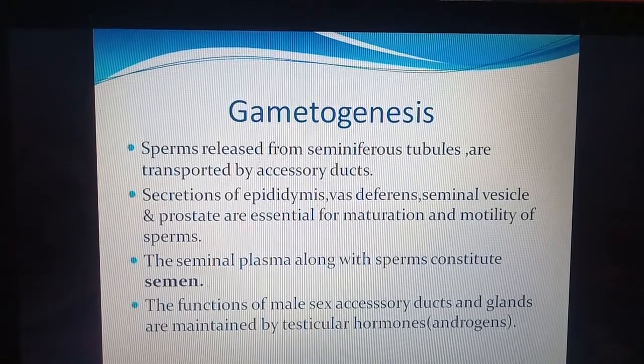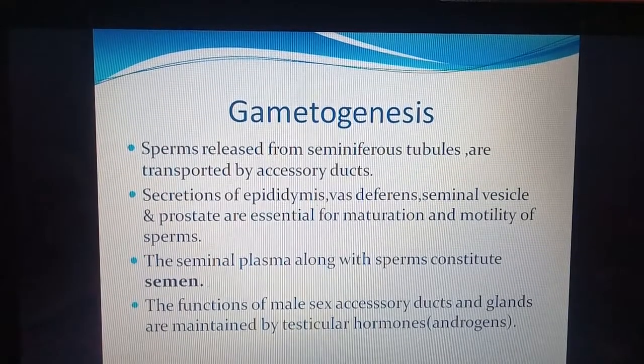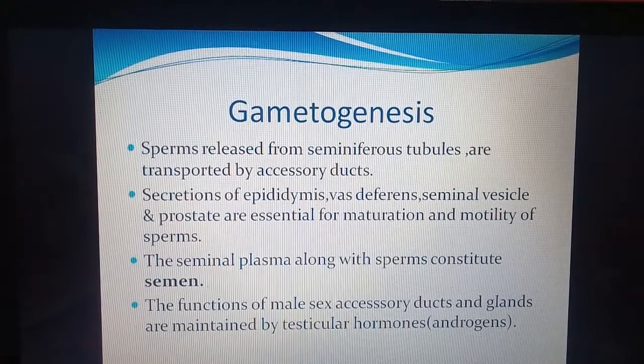Okay children, so today we studied about the formation of sperms. In the next class we will study about oogenesis.